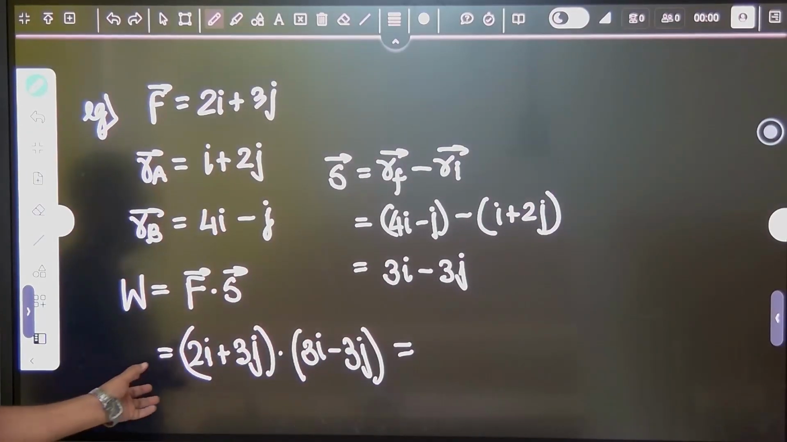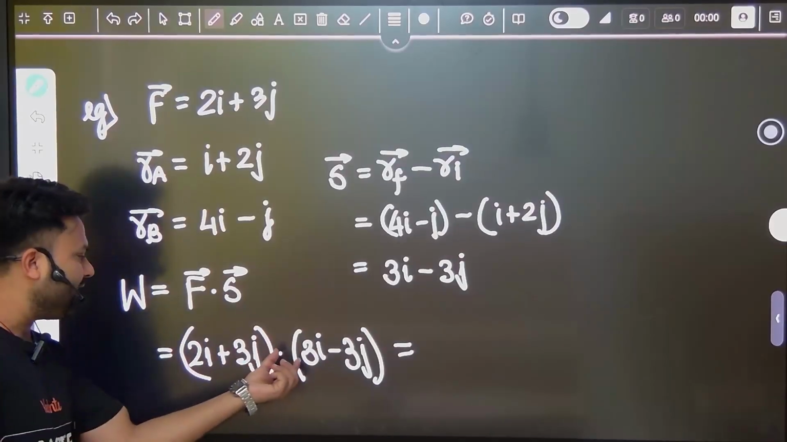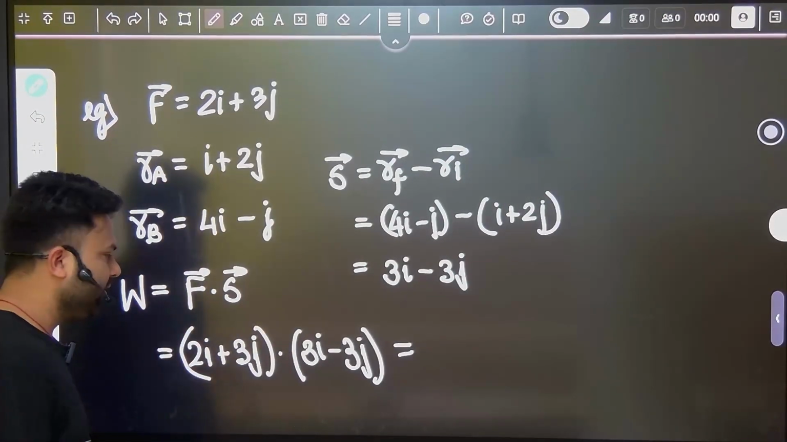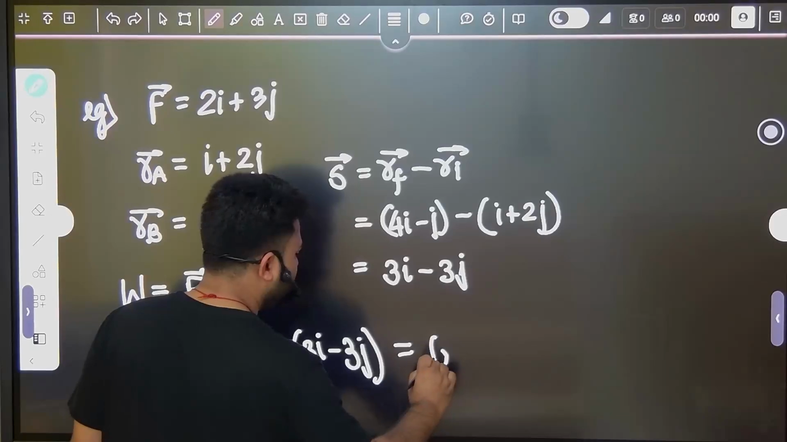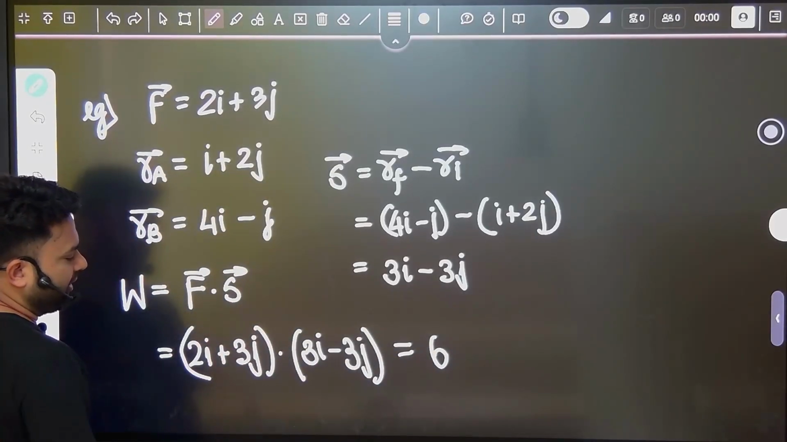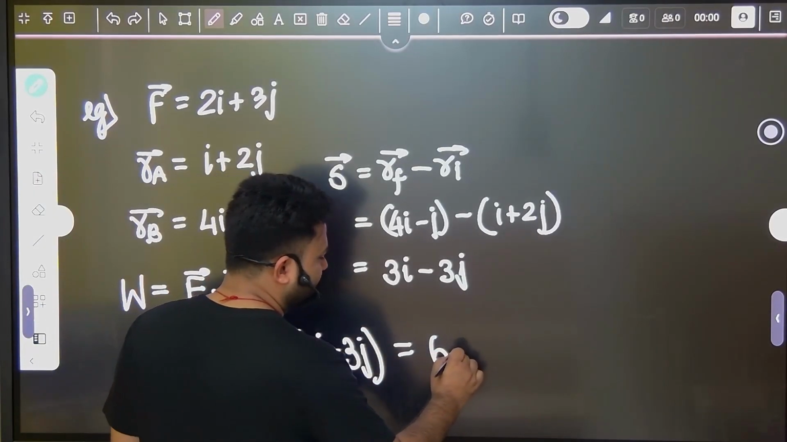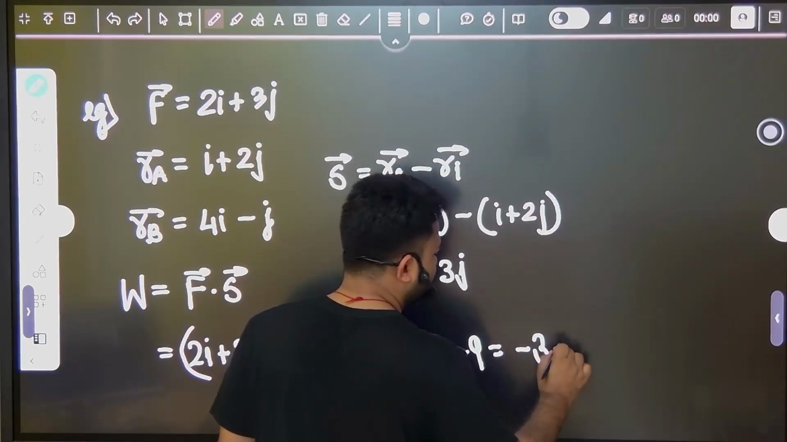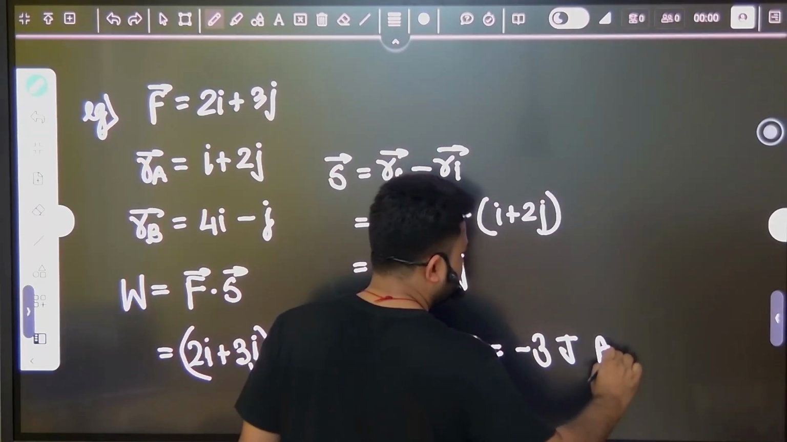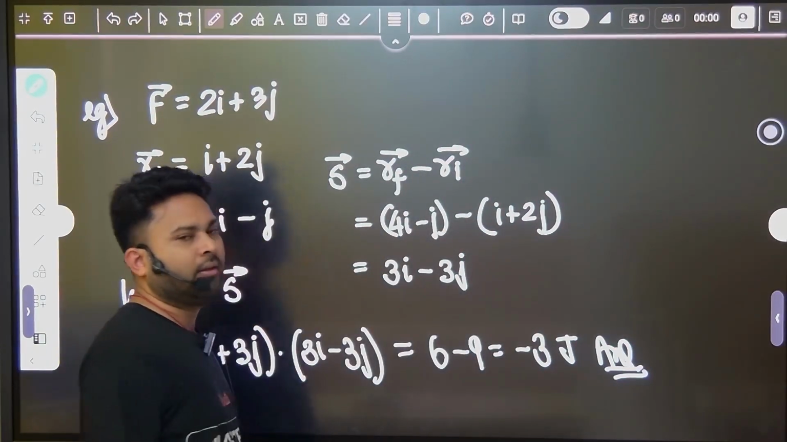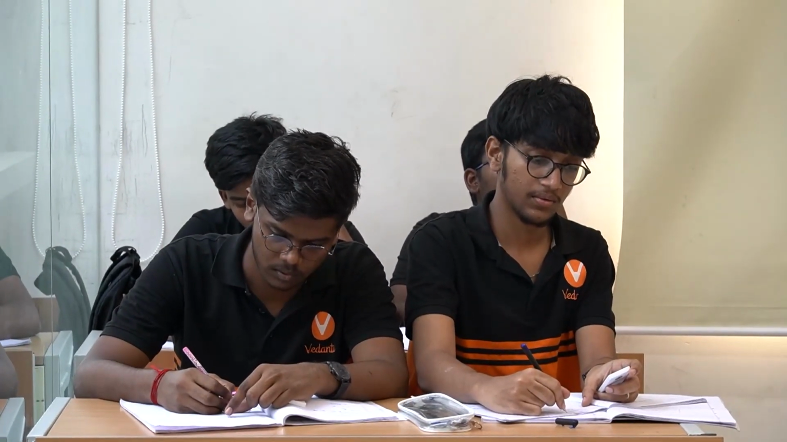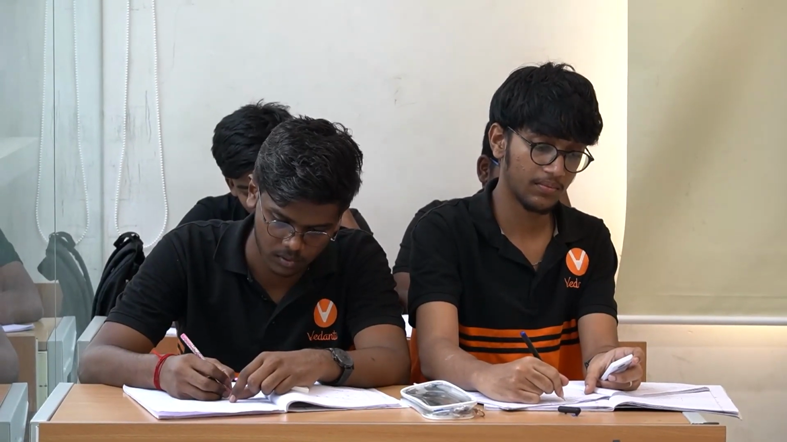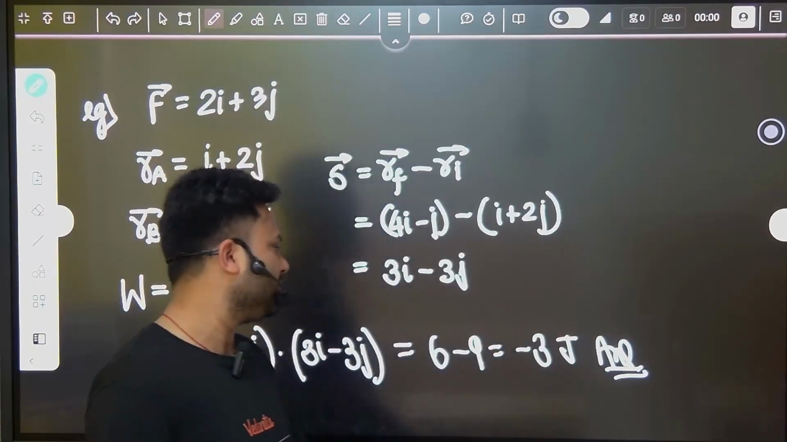Now we know how to solve the dot product. The I and I coefficients will be multiplied, so 2 threes are 6. Similarly, the j and j components will be multiplied, so 3 into minus 3, that is minus 9. So 6 minus 9, we are getting minus 3. So minus 3 joule is the answer. We know it is a scalar quantity, so the minus sign is not telling about direction. It is telling the magnitude, minus 3.